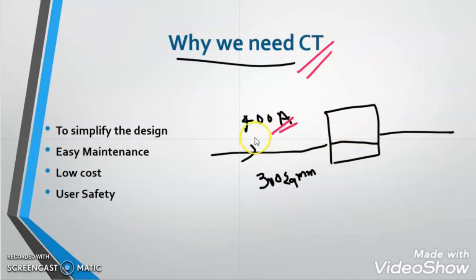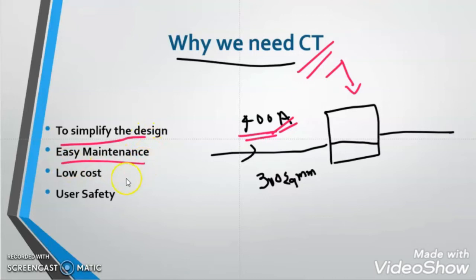CT will just take the inferential value of the high current and give it to the ammeter, and the ammeter will show the actual current reading by knowing the well defined ratio taken by the CT. So CT will make the design very simple.